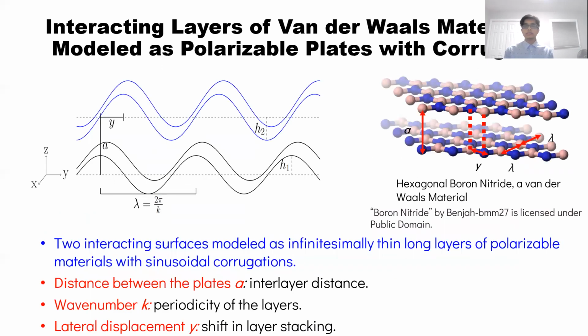We modeled the layers of van der Waals materials as two infinitely long layers of polarizable plates that extended to infinity in the x and y directions, but had sinusoidal corrugations on their surface only in the y direction. The distance a between the plates represented the interlayer distance of the van der Waals material. The wave number k of the sinusoidal profile represented the periodic structure of atoms within one layer.